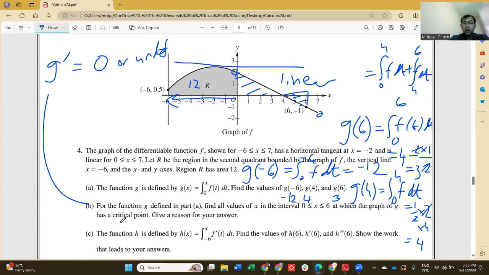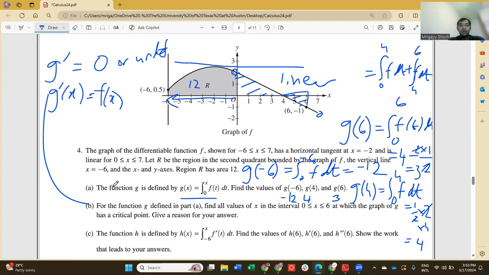So g prime of x, first of all, let's find that using this formula, and that would just be the fundamental theorem of calculus, right? If I take the derivative of an integral, I get whatever function I was taking the integral of, evaluated at the bounds, if it's a function of what you're differentiating over, if that makes sense. And so that would mean that g prime of x is just f of x.